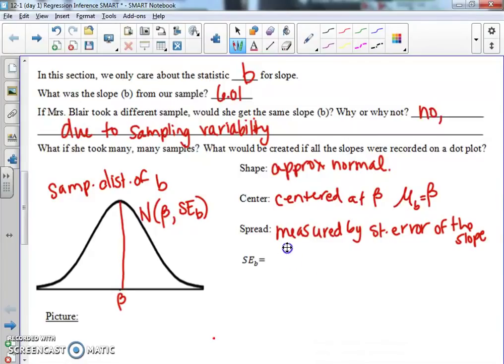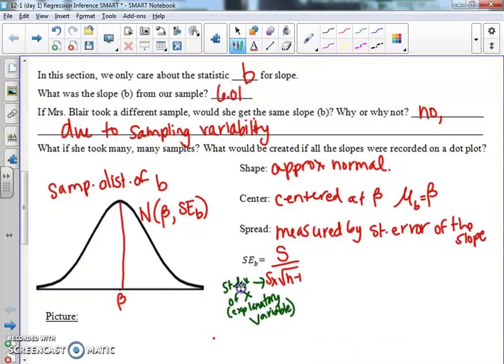Now there is a formula to use this. You're really probably never going to have to use this formula. Our calculator is going to do a lot of this work, but here's the formula. It's S, which is the standard deviation of the residuals, and I'll write that down in a second, divided by the standard deviation of x. This is the standard deviation of the explanatory variables, divided by the square root of n minus 1. I know it looks like a really complicated formula. So like I said, right here, this is the standard deviation of the x, which is the explanatory variable.